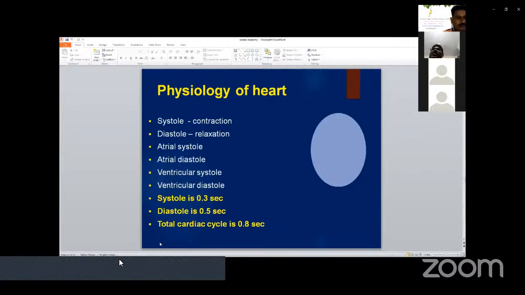What is the meaning of cardiac output? Cardiac output is equal to stroke volume multiplied by heart rate.